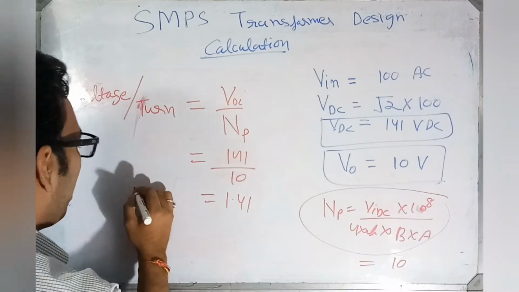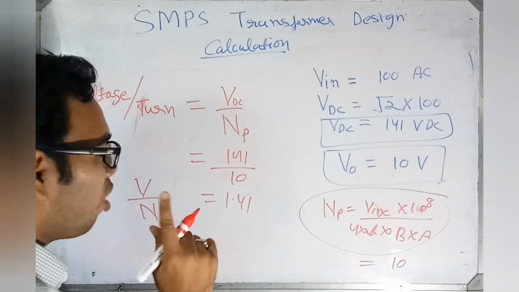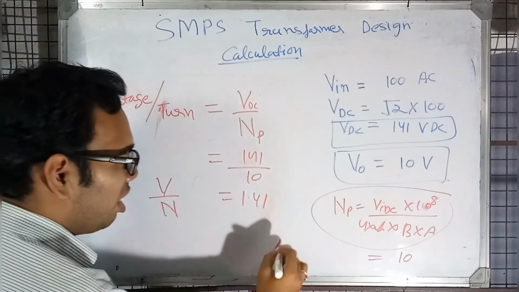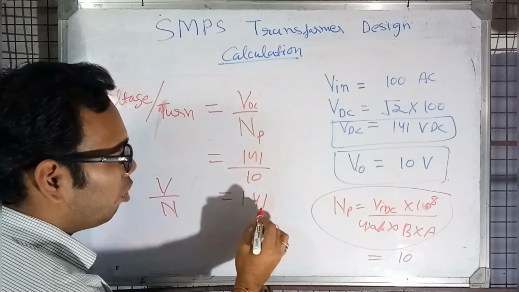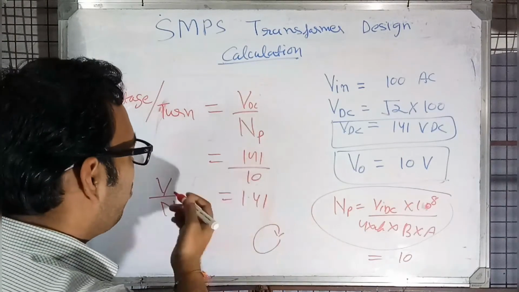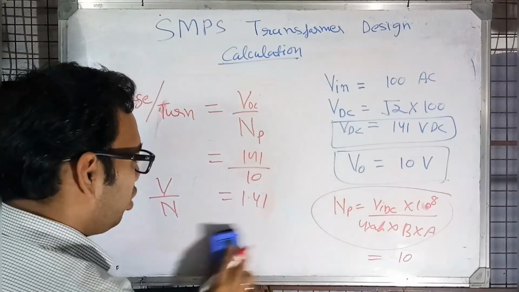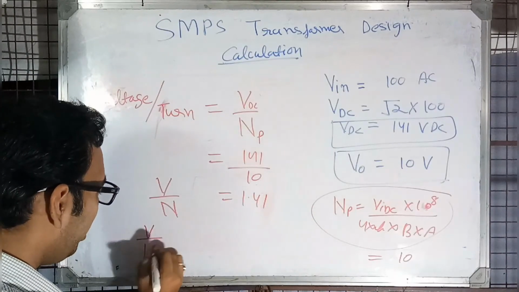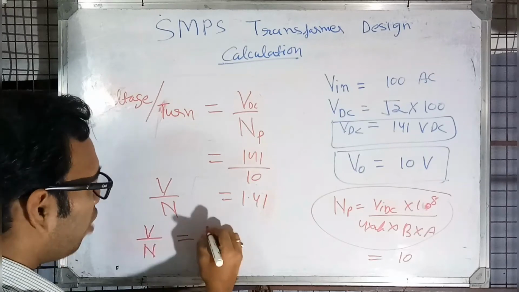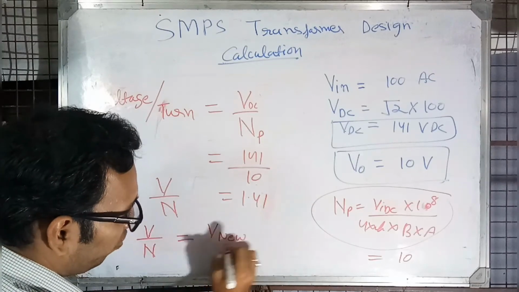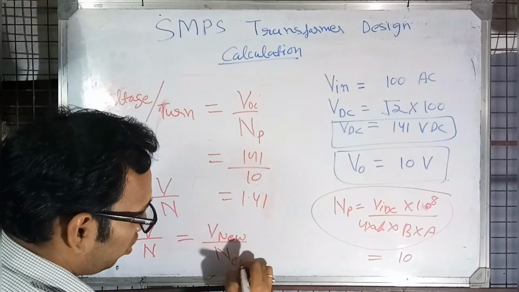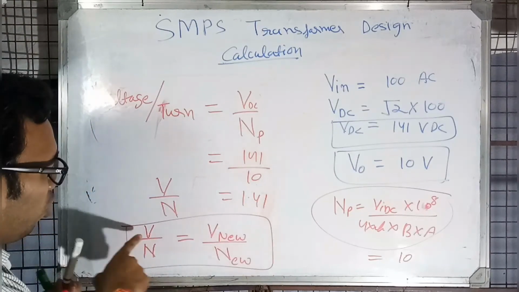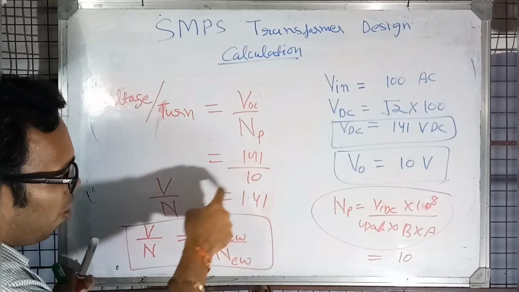So volt per turn means, for 1 turn, you will get this much volt. One turn will drop this much voltage. So how much we require for the secondary we will calculate. We know V in, so we will make one formula: V in, VDC, is equal to V new by N new. I made this formula. We know this factor V by N, which we calculate from this section.